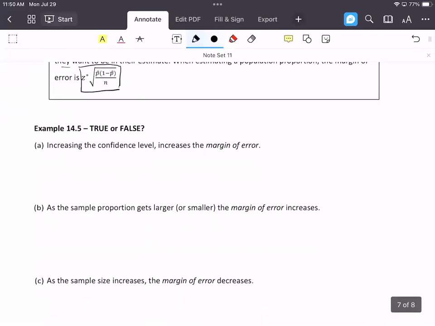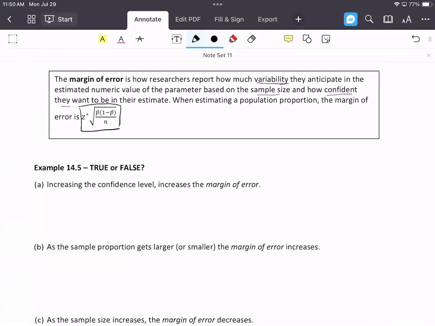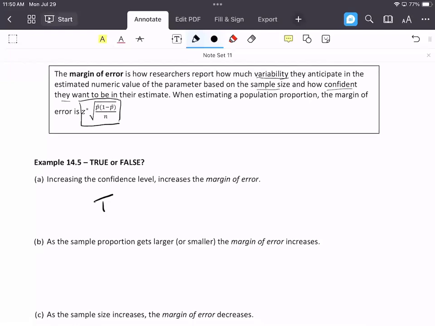Now, true or false? Increasing the confidence level increases the margin of error. So if we get more confident, what happens to Z star? Does it get wider? Does it get bigger or smaller? And hopefully you think, oh, it gets bigger. So this is true because our Z star gets bigger, so we're multiplying by a larger number.